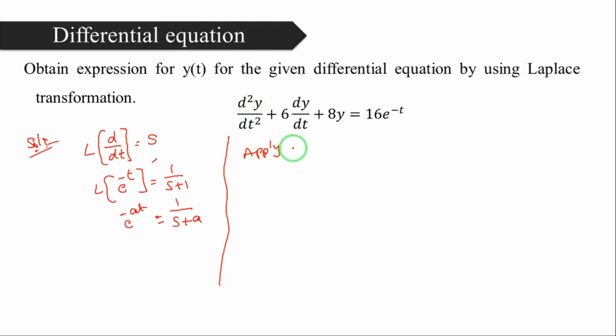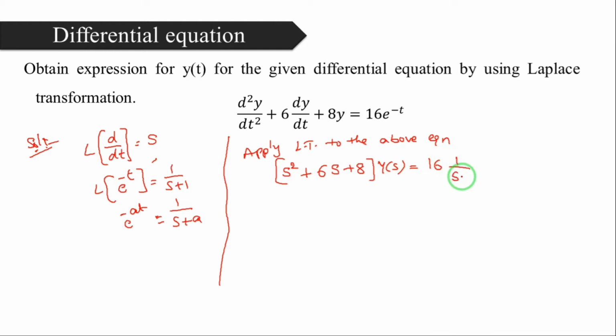Now apply Laplace transformation to the above equation. Then the Laplace transformation of d square y by dt square is s square, plus 6 into, for dy by dt, s, plus 8 for y of s. There is a y of s common term in the three terms. So take y of s as the common term, that is equal to 16 into the Laplace transformation of e power minus t, which is 1 by s plus 1.